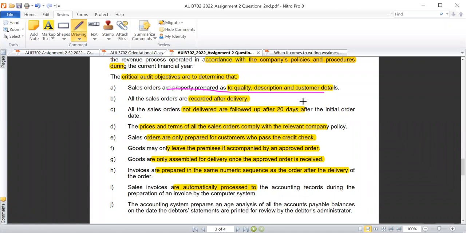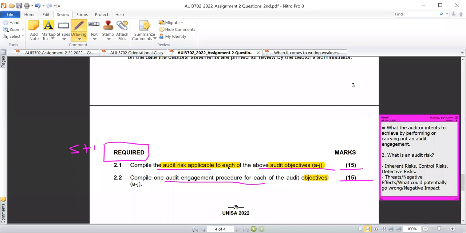That's why they are saying in this context of the question to compile the audit risk applicable to each of the audit objectives. So your audit risk description has to directly link to the given audit objective as given in the scenario. So what am I doing here, colleagues? I'm trying to interpret for you what the lecturer is requesting of you from the required section of assignment question 2 here.